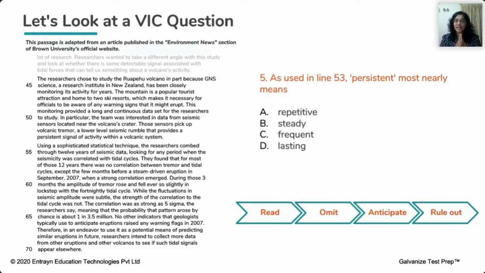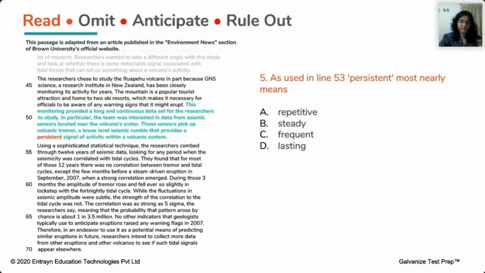As used in line 53, persistent most nearly means what? Okay, it says most nearly means what? I do not want you to actually read any of this. Please do not read the answer choices at this stage. Remember, we're going to follow the strategy. We're going to go to the passage, to line 53, near it, and we're going to follow the steps of ROAR. So let's do that.